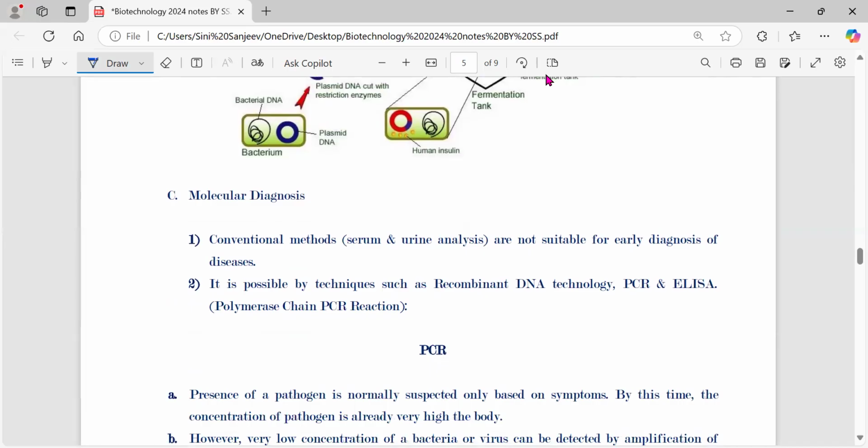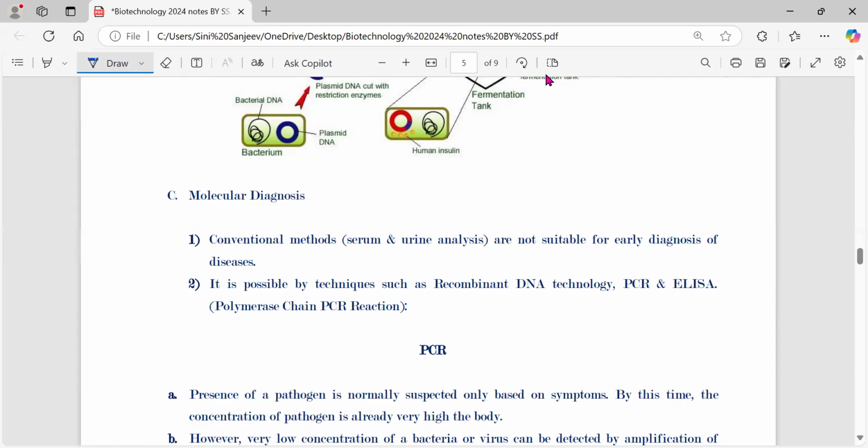Then the third one which you have is molecular diagnosis. Molecular diagnosis is basically of two types. As you can see over here, one is a conventional method, and another one is recombinant DNA technology along with the PCR and ELISA test. The conventional method is what we all normally take, the serum, blood sample, urine analysis, to check if we are having any kind of disease. So it's an early diagnosis of diseases using these conventional methods.